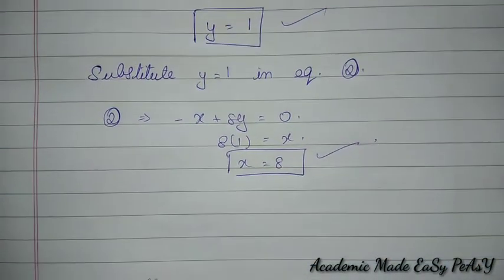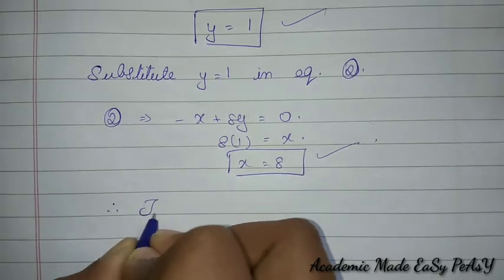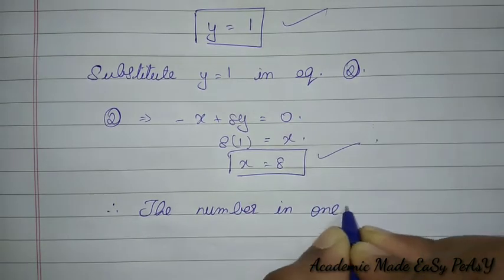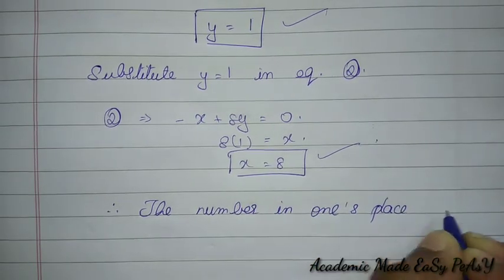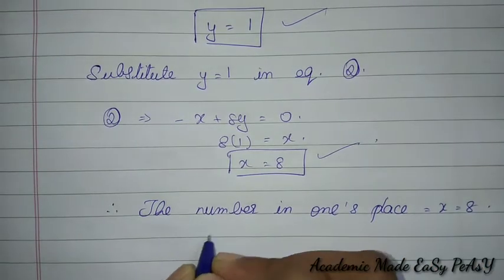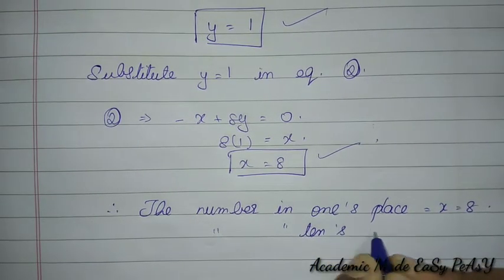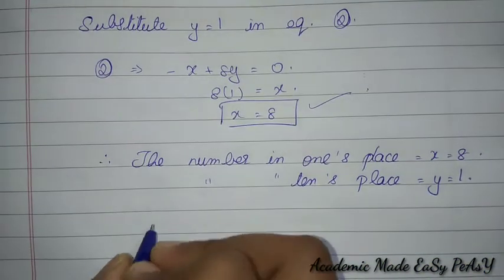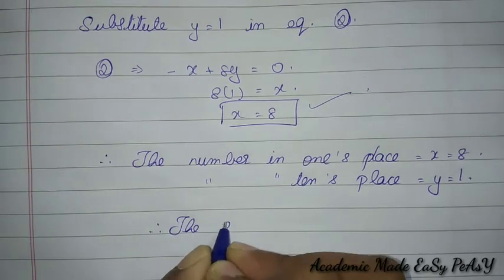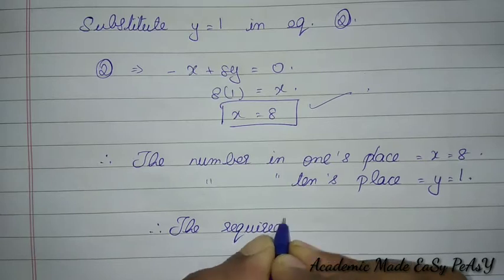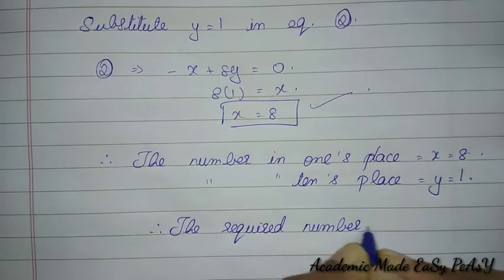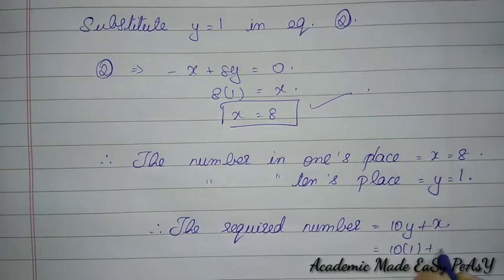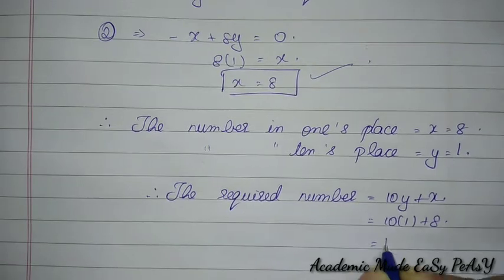Okay. So the number in the ones place is x is equal to 8 and the number in the tens place is y is equal to 1. So the required number is equal to 10y plus x. So 10 into 1 plus 8. So the required number is 18.